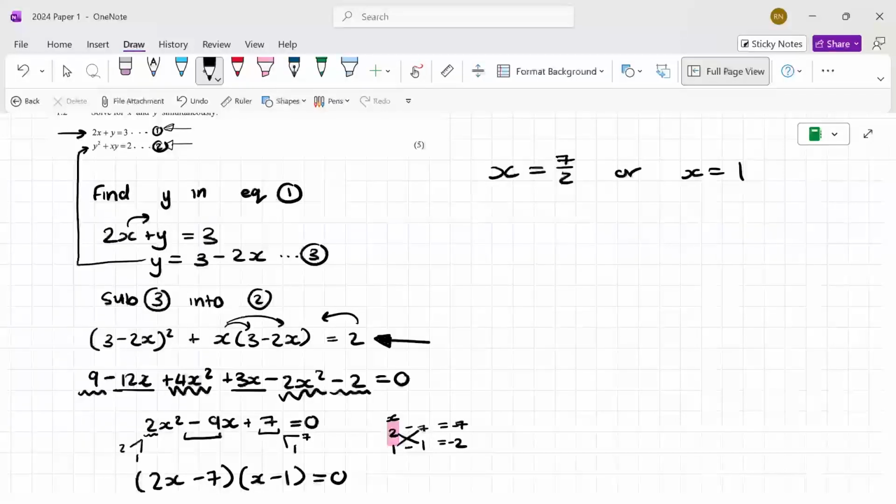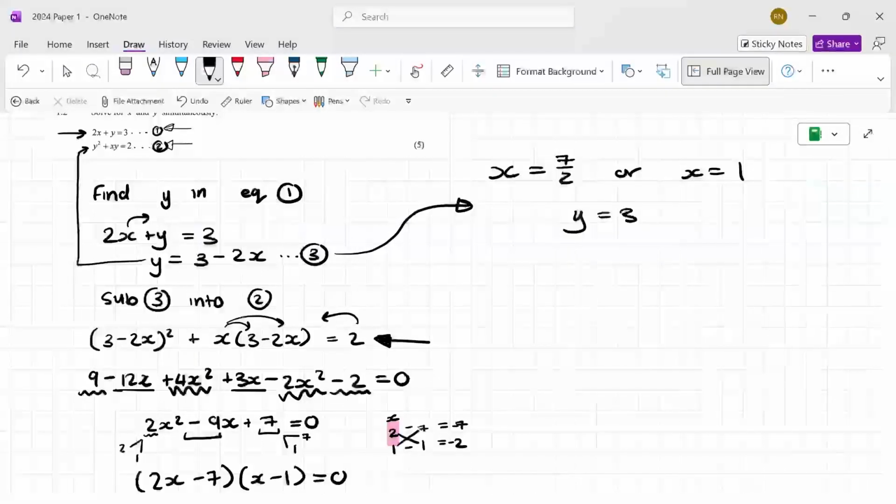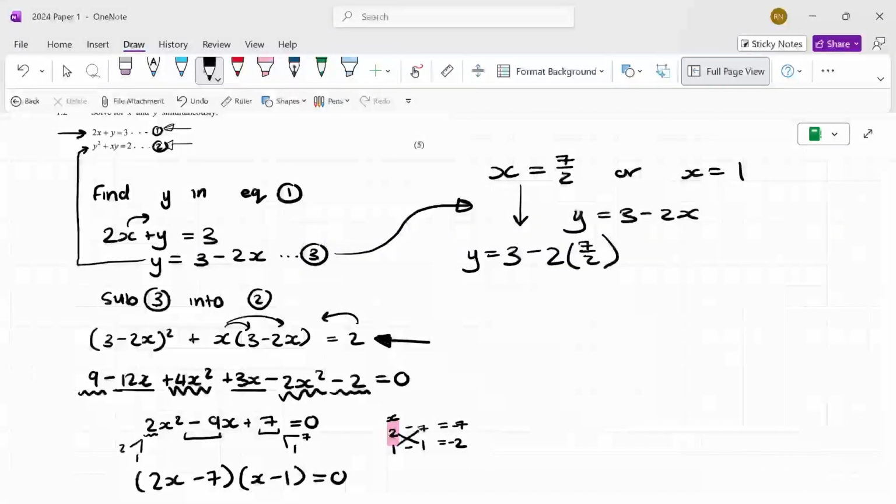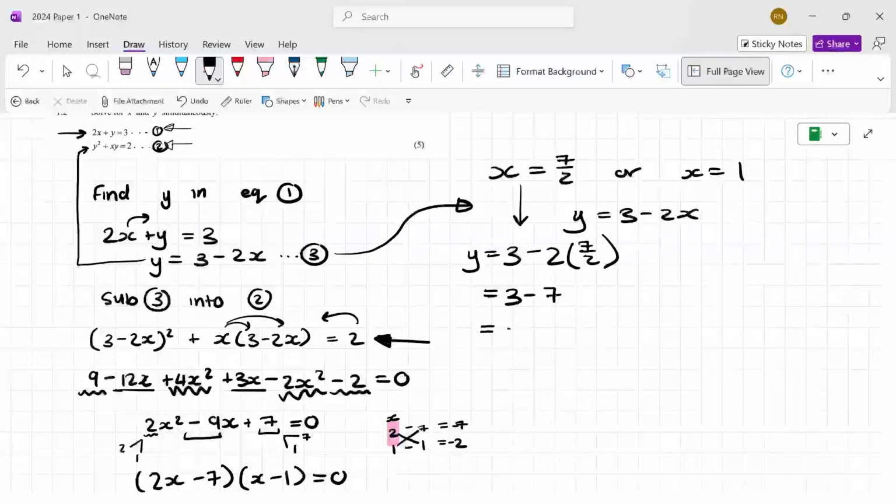And so that means that I need to find my y associated. We've made equation 3 already, that says y is equal to 3 minus 2x. So I can find my y values for each of these. If I want to find y when x is equal to 7 over 2, I just put in x is equal to 7 over 2, right? And I'll have 3 minus 7, which is going to give me minus 4, right?